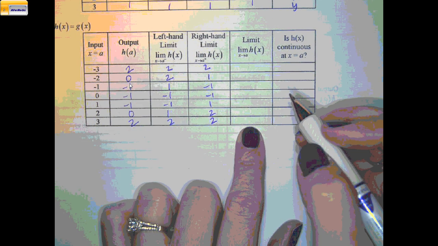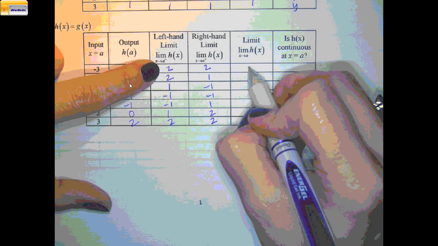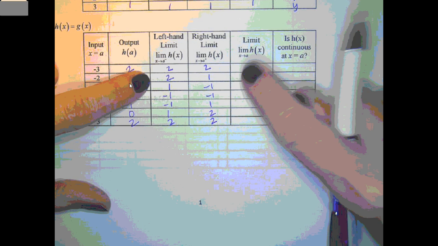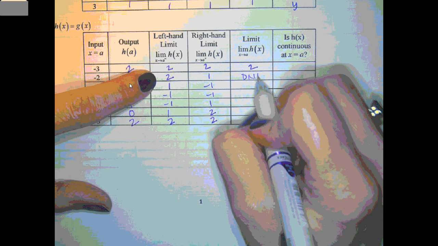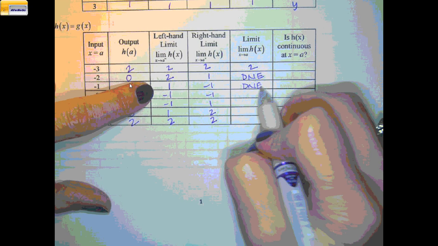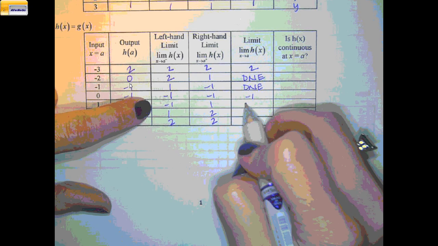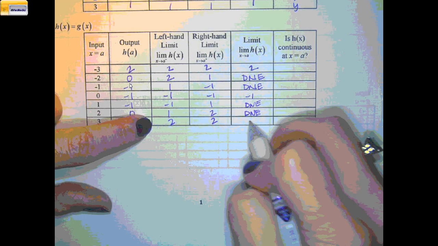Now, do you have to look at the picture for the next column? You don't have to. If we're coming from the right and the left and they're both approaching 2, the limit is 2. If we're coming from the right and the left and they're approaching different numbers, it does not exist. So we have 2, does not exist, does not exist, -1, does not exist, does not exist, and 2. Questions?